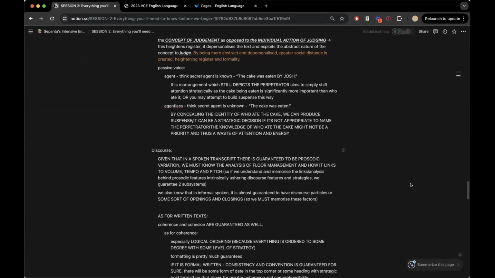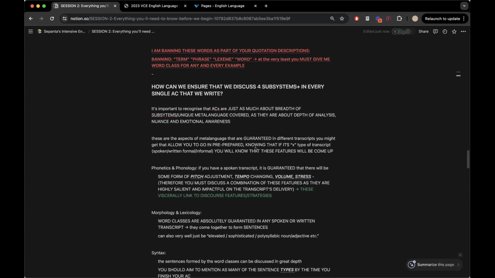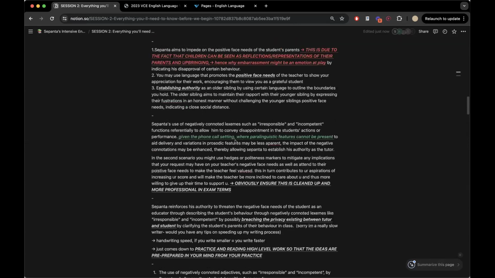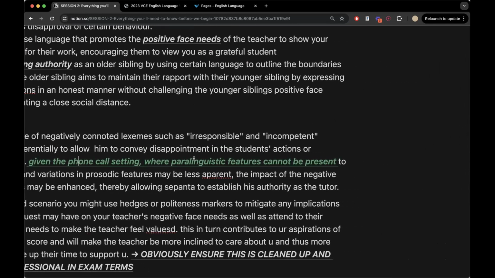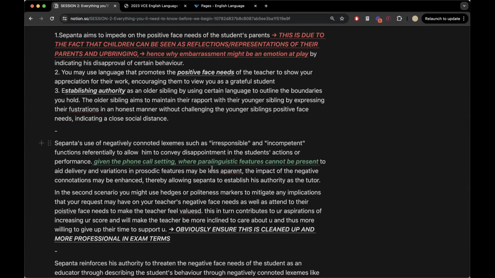All right. Yes, knowing the metalanguage from all the subsystems, absolutely. And it's important to do so. If you guys, no matter what your SAC marks were, even if you averaged in the 50s and 60s, you can absolutely still get a raw 40, which scales to a 43. Right? Being able to look for the obvious features that are expected, that you can pre-prepare for, that you'll go in there knowing are going to be there, while combining it with little nuances like, hold on a second, given that this is a phone call setting, understanding the fact that paralinguistic features cannot very much be present there.